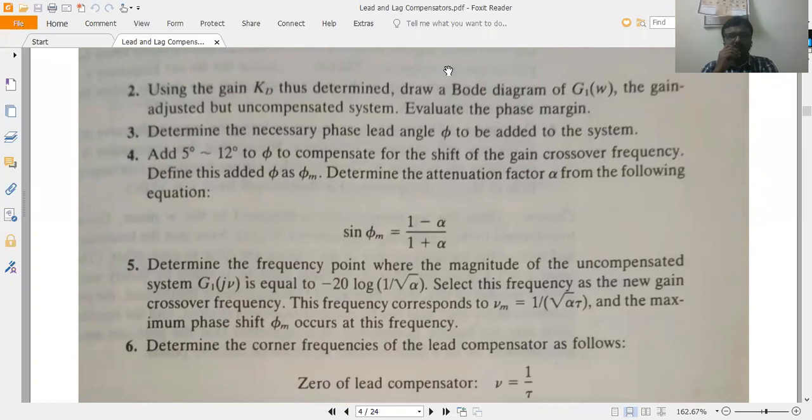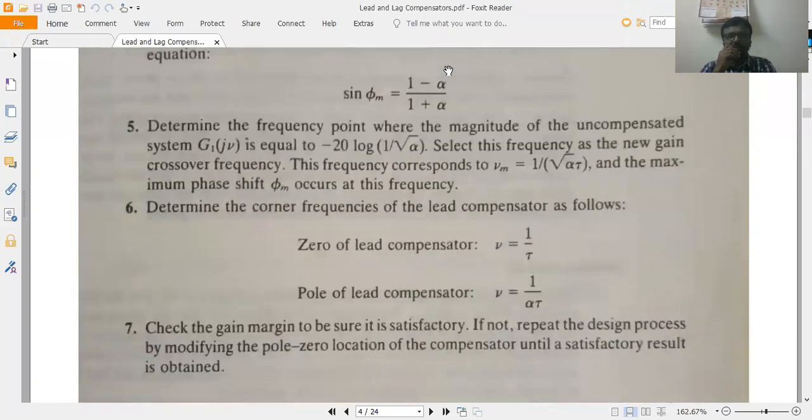After that, we have to determine the corner frequencies of the lead compensator. The zero of the lead compensator is at ω equal to 1 by tau, and the pole of the lead compensator is at ω equal to 1 by alpha tau.